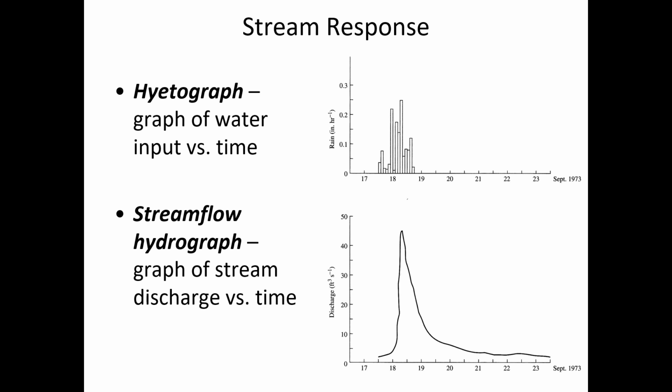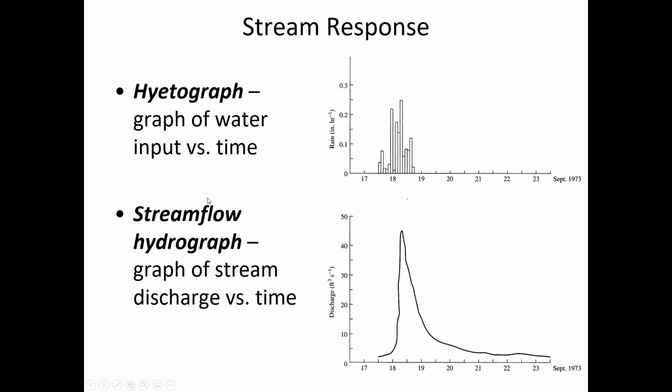So when I say stream response, what I mean is the relationship between input to the model, and so the input to the model is precipitation, and we visualize that with the hydrograph. And so a hydrograph has the depth of the rainfall on the vertical axis and some measure of time on the horizontal axis. And so that's what goes into a model that predicts stream response, and what comes out would be a hydrograph.